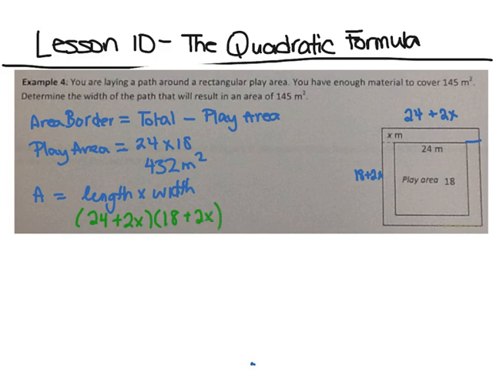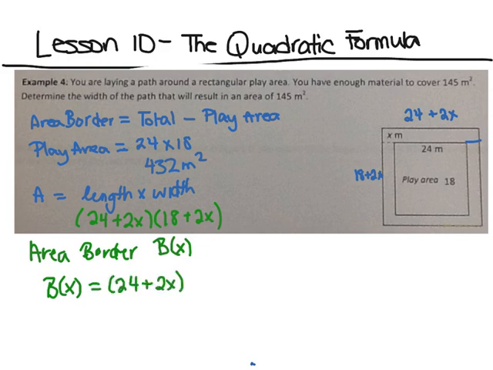So to find the area of the border, let's call it B of x, determined by the length of x. So B of x will be the total area, so 24 plus 2x times 18 plus 2x, and subtract the play area in the middle, so minus 432. So we're going to use this to find our solution. We have to put it into standard form so we can use the quadratic equation.